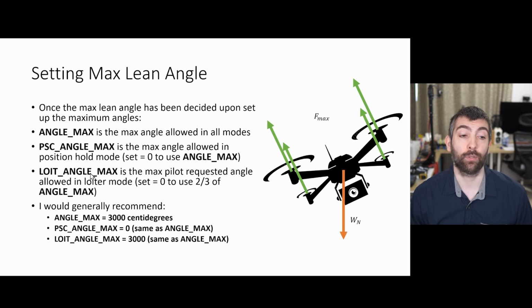For LOIT_ANGLE_MAX, that's the maximum pilot requested angle that's allowed in loiter mode. Now, if you set it to 0, that's going to use 2/3 of ANGLE_MAX, and that will mean that the drone will feel more sluggish in loiter mode compared to stabilize. And I don't recommend that. I don't think that's a good flight experience for the pilot. So I would generally recommend setting ANGLE_MAX to 3000 centidegrees, that's 30 degrees, PSC_ANGLE_MAX to 0, so the same as ANGLE_MAX, and LOIT_ANGLE_MAX to 3000 centidegrees, the same as ANGLE_MAX, and that will give a consistent flight feel in all the modes.